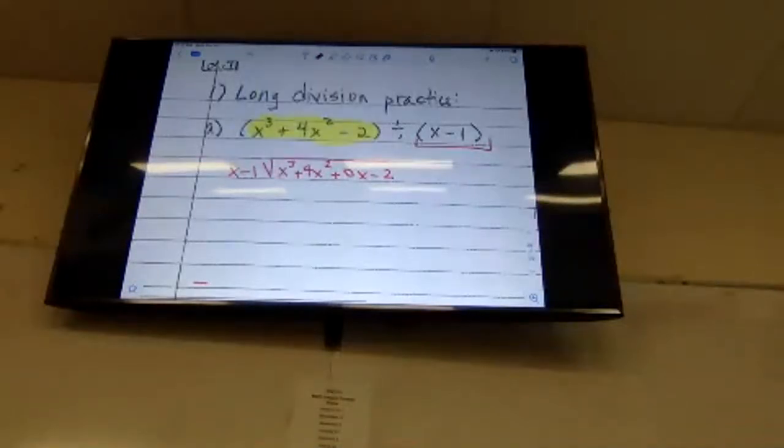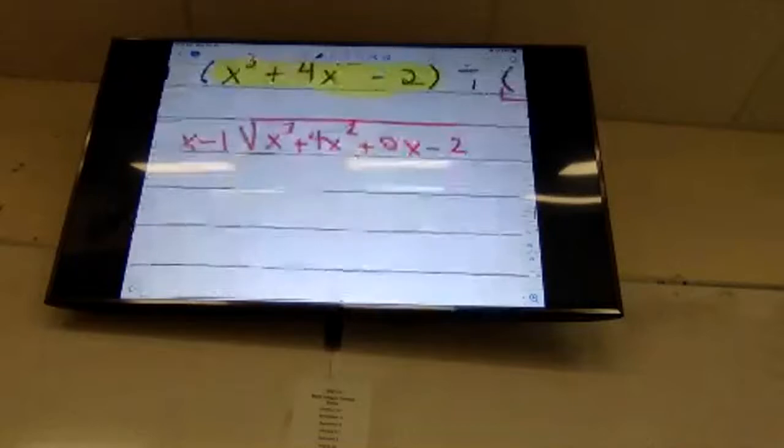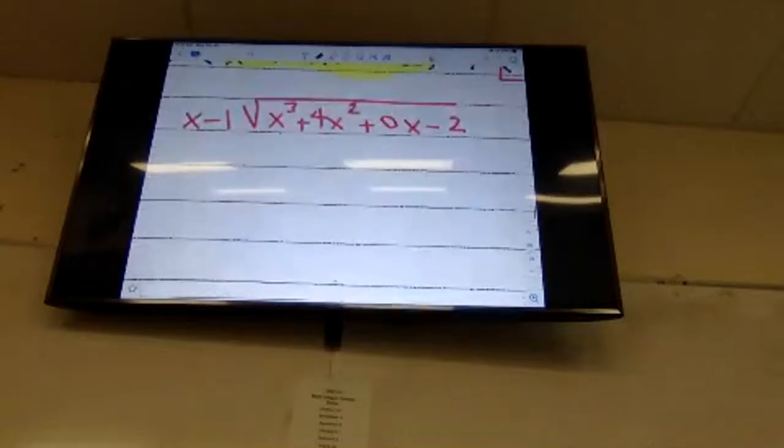Okay. So we're set up like this. Everybody good so far? Okay, I now ask myself, what times x is going to give me x to the third? That's going to be x squared. Right, Pam? Thank you. So x to the second times x is going to give me x to the third.